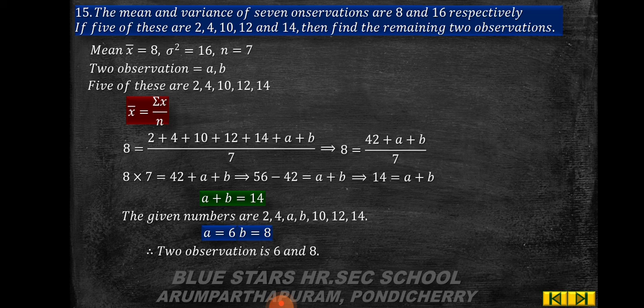So first of all, you have to find whether it is grouped data or ungrouped data, and you have to select which type of standard deviation you have to use in that. You have to do it in the step deviation method or assumed mean method, or you have to use the direct method. So you have to go through the videos 2 to 3 times for better understanding.